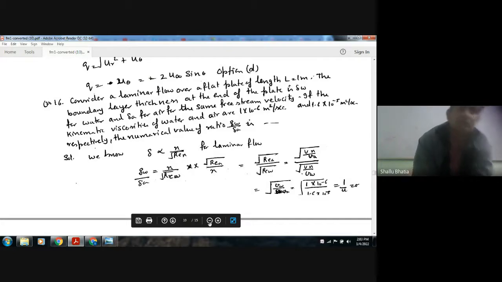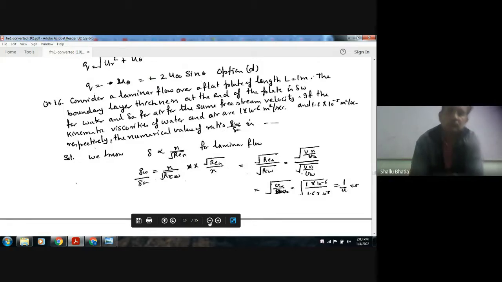Where Rex is the Reynolds number against x. When we compare the boundary layer thickness of water with air at the same x, we have delta_W by delta_A equal to x by Re_W into Re_A by x. So x cancels out, and we get Re_A divided by Re_W.